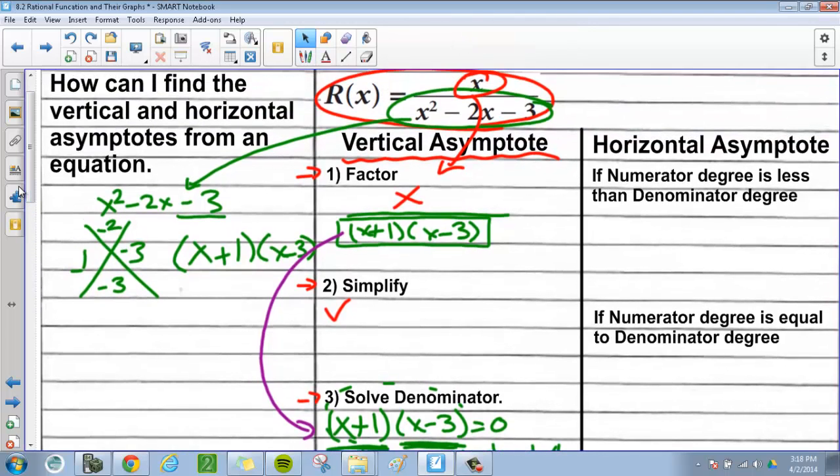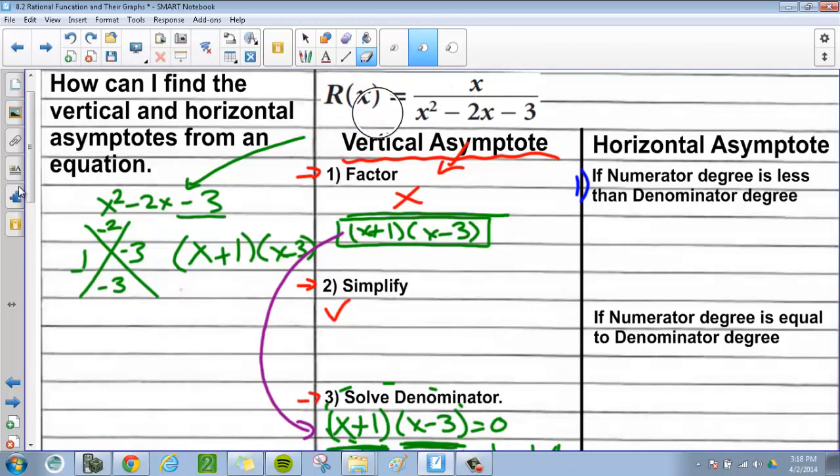Now, let's find the horizontal asymptotes. There are two scenarios for the horizontal asymptotes. Scenario 1: if the numerator degree is less than the denominator degree, then the horizontal asymptote is y equals 0. That's just how it is.